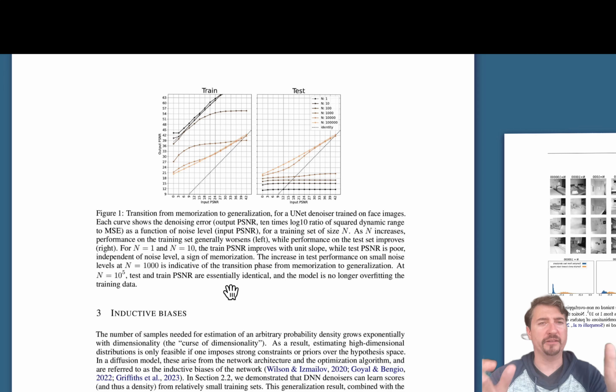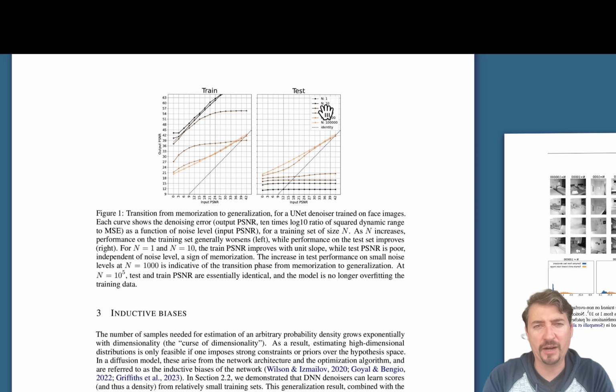Okay, so in figure 1, they're looking at the train versus the test data. And this is the transition from memorization to generalization. So hopefully you can see that well enough. Here on the legend, they're increasing the data, so basically from black to orange. And you can see that the performance, based on the way they define their axes here, is actually decreasing as you increase the data.